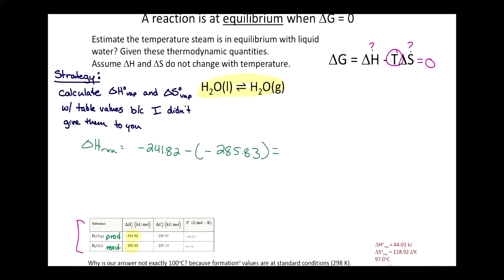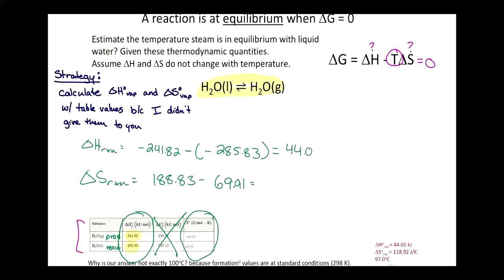And that equals something. Delta S for this reaction, again, products minus reactants, so the gas minus the liquid. We are not going to use this column. We actually just need the absolute entropies here. So first line is 188.83 minus 69.91. And so we get that the enthalpy change for this reaction is 44 kilojoules per mole.